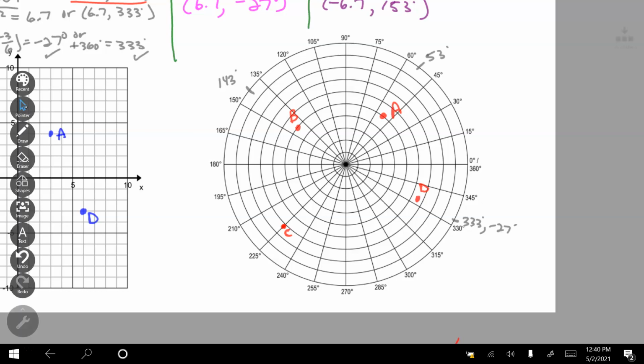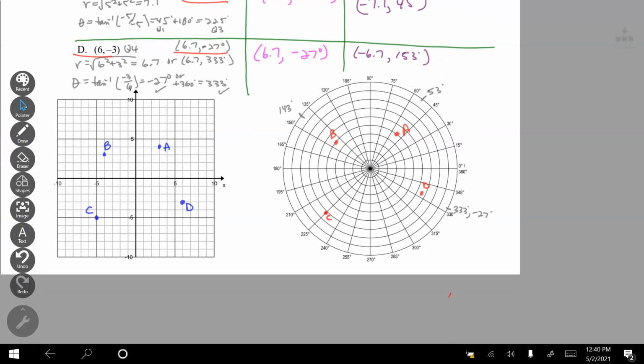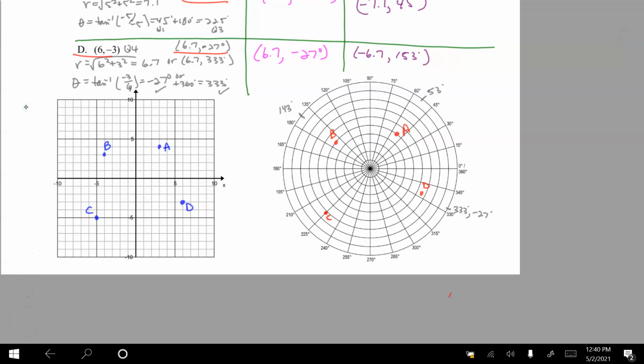If you really compare these two, don't you think those 4 dots in red look exactly in the same location as those 4 dots in blue? If you could pick up the one grid and lay it over the other grid and lay the centers or the origins on top of each other, those points would be on top of each other.